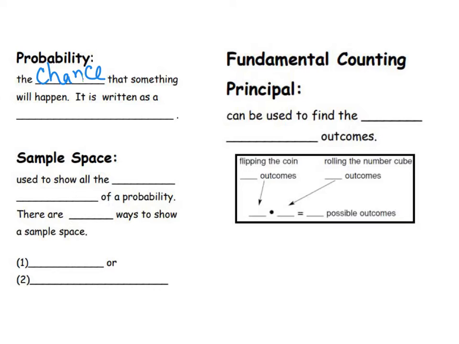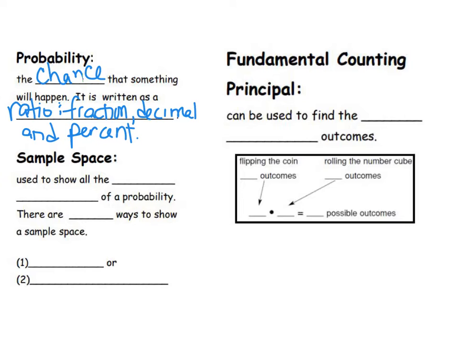The chance that something will happen. It is written as a ratio, and a ratio is written as a fraction, decimal, and percent. So when you find the probability of something happening, you could write it either way. And I'll show you once we get to that point.